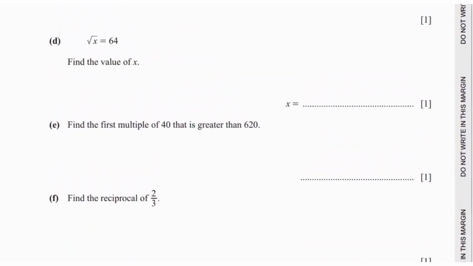Part D says square root of x equals 64. Find the value of x. So to get rid of the square root, we will square both sides, which means x is 64 squared, which is basically equal to 4096.